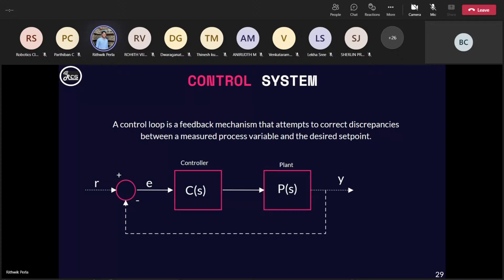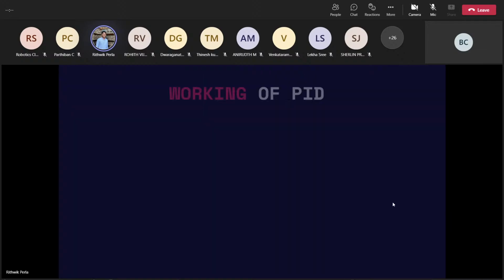Remember this term. Closed loop is called the feedback mechanism. Open loop is called the non-feedback mechanism. To decrease the errors, the discrepancies with the required output, you use this feedback mechanism.